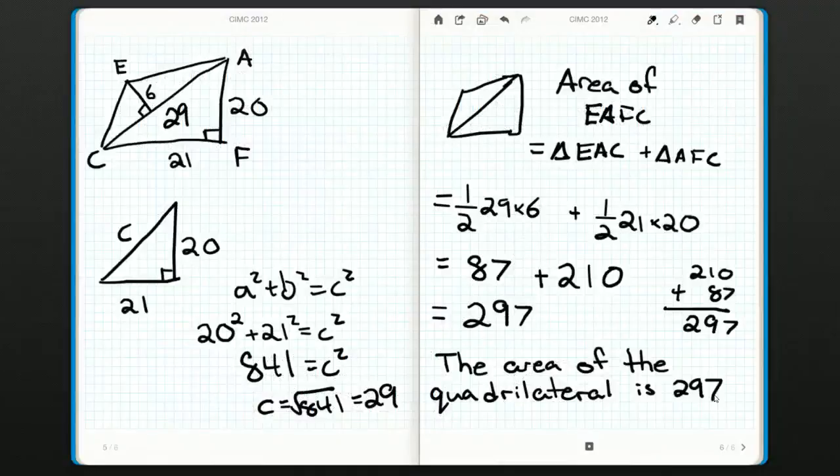We did it by calculating enough information about two sort of sub-shapes, these two triangles, and then we were able to add them up together. Okay? And that concludes question 4. So we're over the halfway point of part A, and hopefully you will continue to join me as we continue on the 2012 paper.